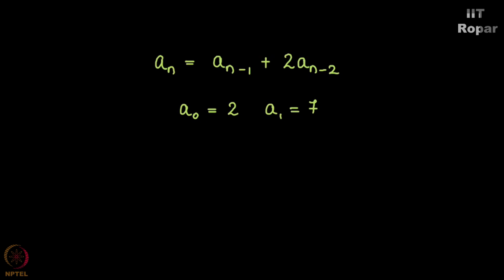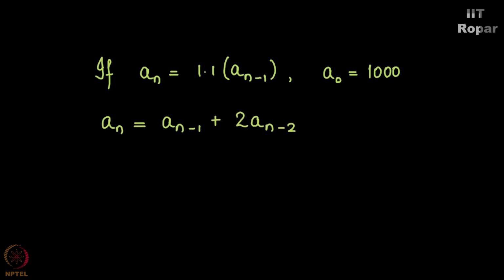But my question in general is, do you have a closed form for this? What does the word closed form mean? You saw this, right? If a_n is 1.1 times a_{n-1}, given the initial condition that a_0 is equal to 1000, if you remember, right? We could find a closed form for a_n in the example that we discussed a while before. Similarly, when a_n is a_{n-1} plus 2 times a_{n-2}, with a_0 being 2 and a_1 being 7, can you give a closed form, a formula-like thing for a_n?